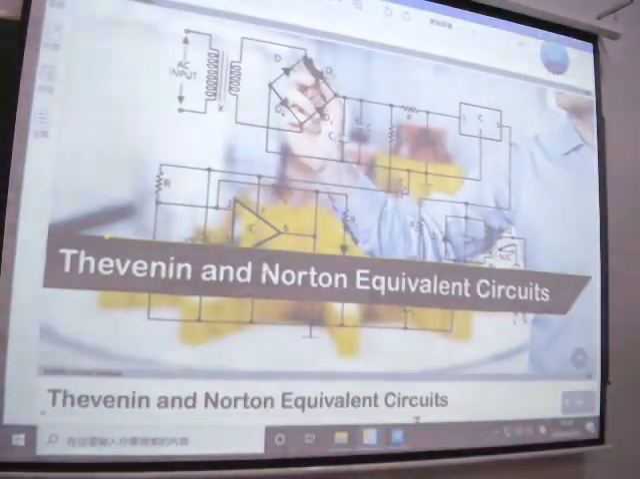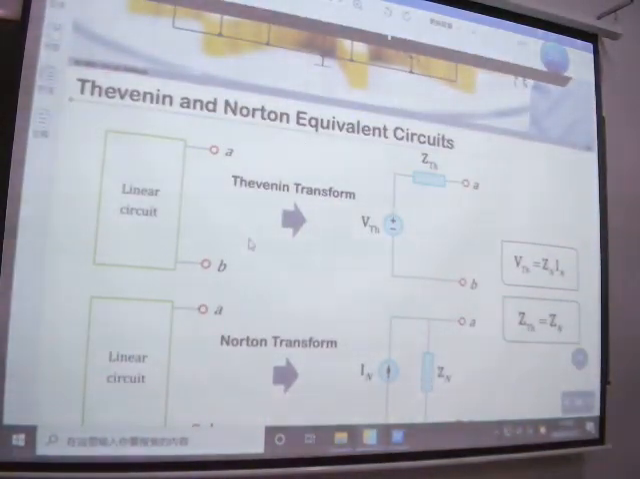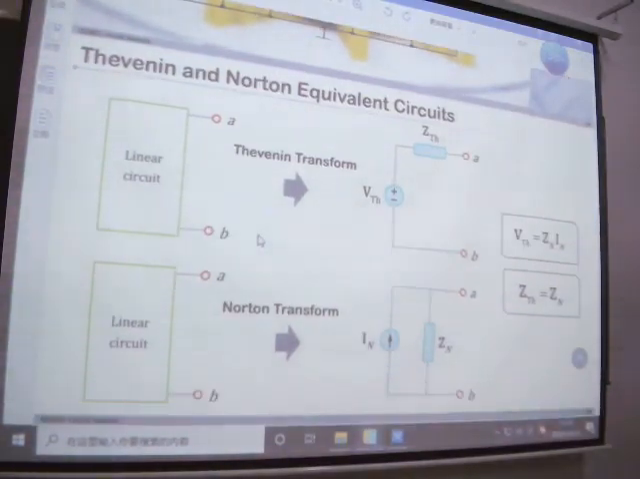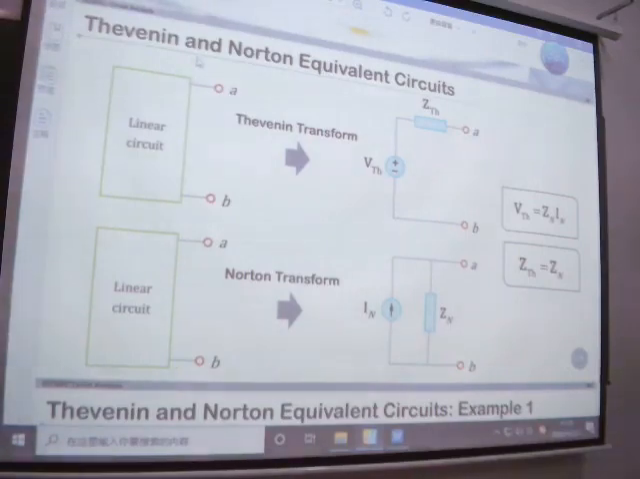Then we're going to a new section, Thevenin and Norton equivalent circuit. For this one, it's also easy because we know the Thevenin and Norton equivalent circuit, and we need to calculate the Norton current, sorry. We need to calculate the Thevenin voltage and Thevenin resistance, and we also need to calculate the Norton resistance and the Norton current. Okay, do you still remember the way to calculate it out?